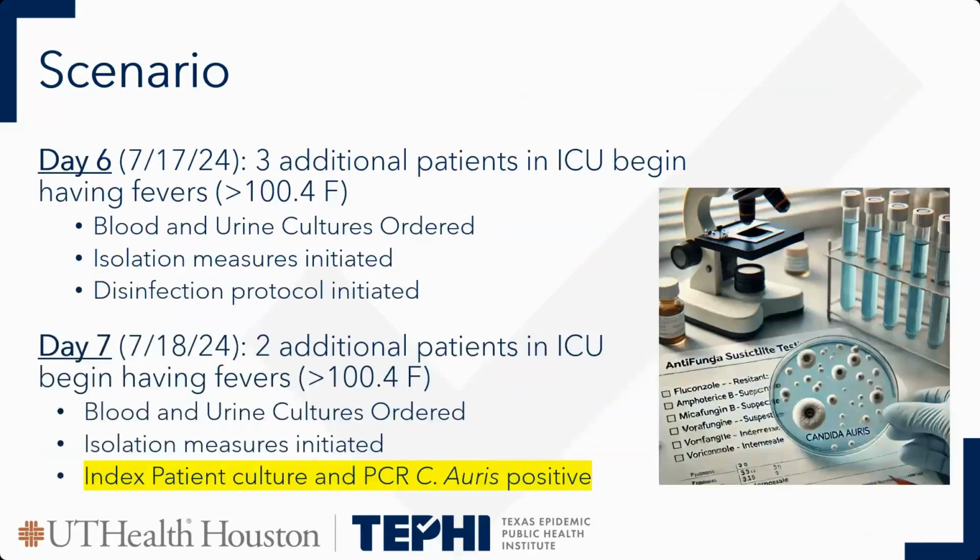So now day 6, we have more patients on the unit that are becoming febrile. Again, it could be something else or it could be C. auris, we're not sure. Day 7, 2 more additional patients, and our index patient on day 7 has come back as culture and PCR positive for C. auris. So now we know, hey, this is a pathogen of interest. We need to report it. We have 1 day for that reporting requirement to the state.